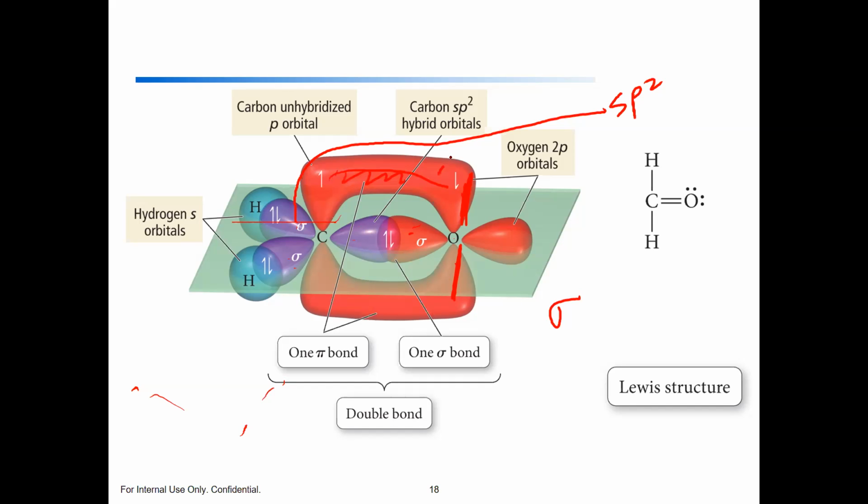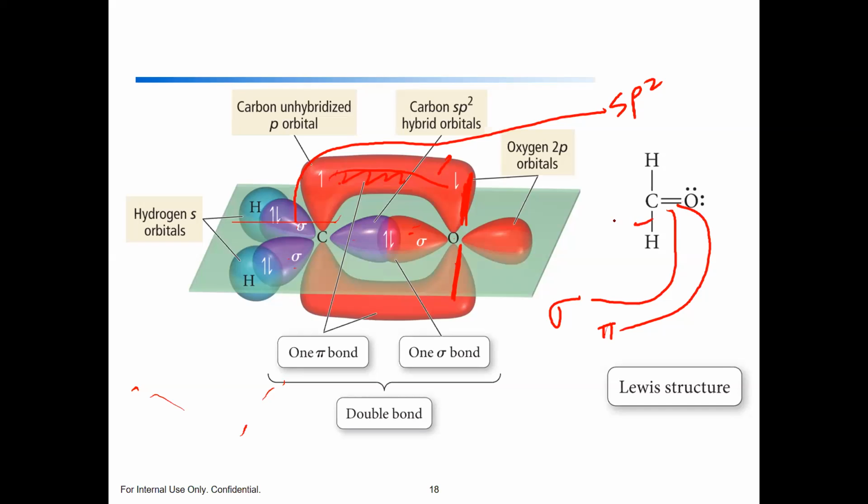So the ones on top up here are pi bonds. Sorry, the colors don't match up really well here. It's hard to see. But the sigma bond's the one in the middle, and you get a pi bond also going on. So you have a double bond. One of the bonds is a sigma bond. The other bond is a pi bond.